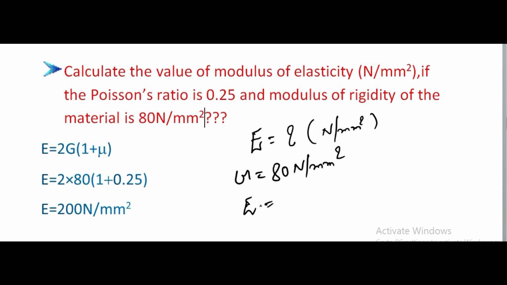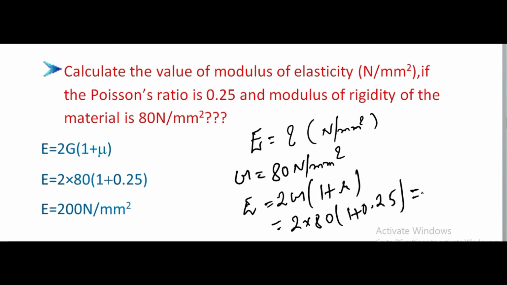The relationship between Young's modulus and rigidity is E is equal to 2G into 1 plus mu, that is 2 into 80 into 1 plus mu, where mu is given 0.25. So the answer is 200 Newton per millimeter square simply. Don't change the unit in this question especially.